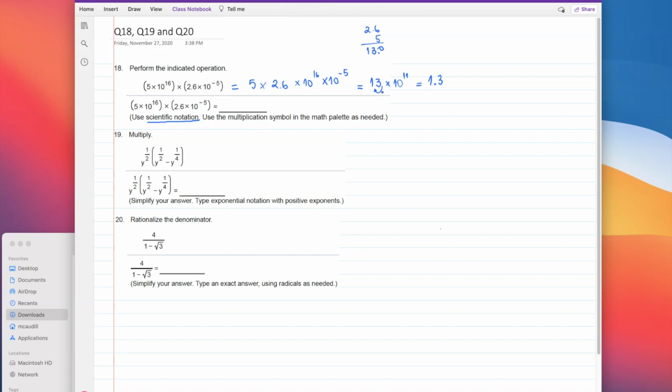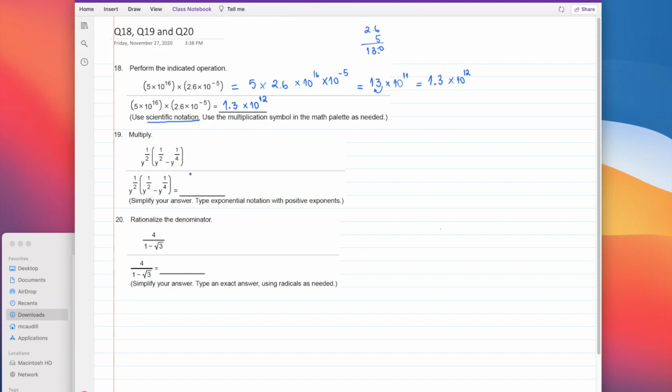And if I go to the left once, I'm making this number smaller. And to compensate, I make the power bigger. And then I have 1.3 times 10 to the 12. Going to the left increases the power of 10. And now the final answer is 1.3 times 10 to the 12. Pay attention to that. You have to keep it in scientific notation.